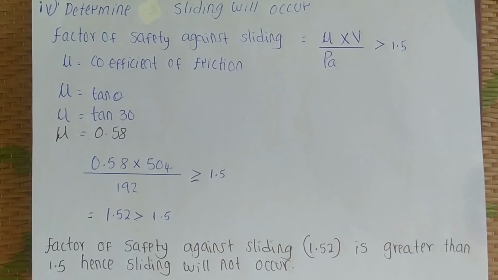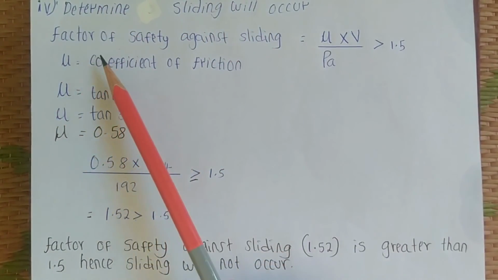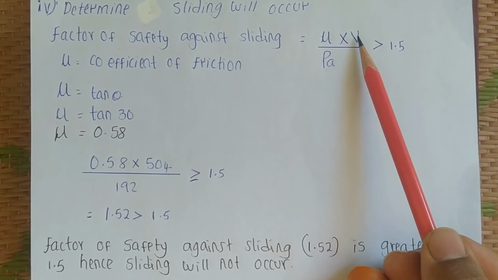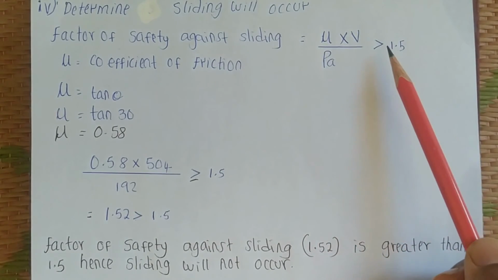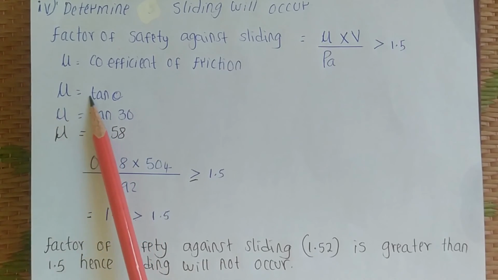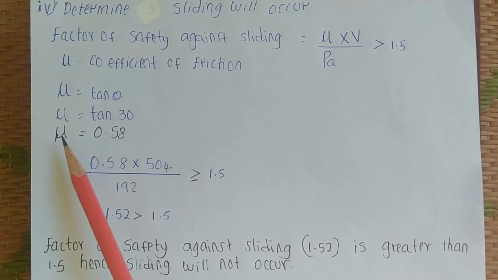Now we shall look if the sliding will occur. So this is the fourth part of the question, to determine if the sliding will occur. So the factor of safety against sliding, this is the formula. This is the coefficient of friction multiplied by V all over PA, and this should be greater than 1.5. In this case we are not given the coefficient of friction, but in some questions you might be given. So I'll show you how to find the coefficient of friction. The coefficient of friction is equal to tan theta. We are given our theta, which is the angle of repose, as 30 degrees. So our coefficient of friction will be 0.58, and the coefficient of friction should not be greater than 1.